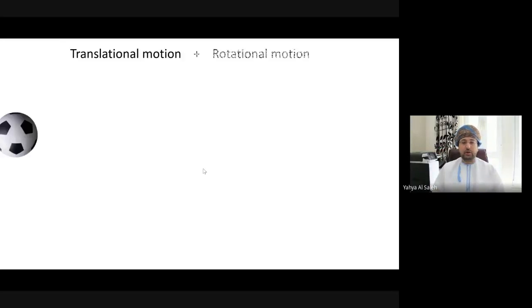Here's a ball, and it's moving. That was quick. It's happening again. Take a look at what's happening. It's going like this, and from here to here at the same time. It's doing both of them together. Translation from one place to the next, and rotational, it's going in circles while it's doing so.